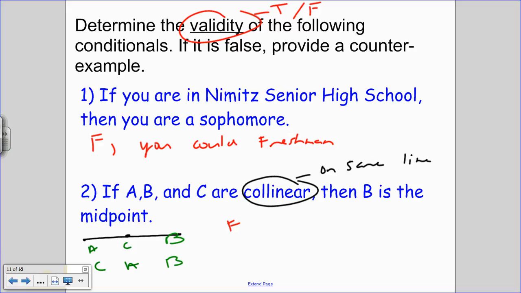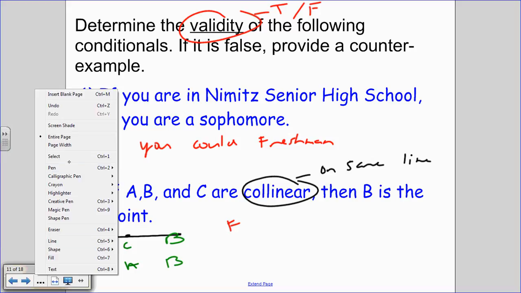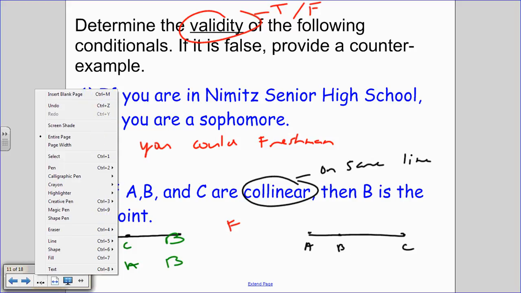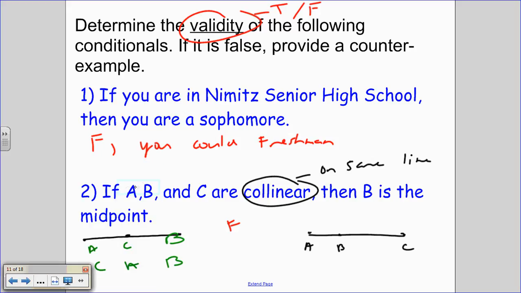I could even draw it where B is in between, but it's not in the middle. That's a third example. I could put A, B, C. B is between it, but it's not in the middle. The reason it's not in the middle is because the distance from A to B is 2. The distance from B to C is 6. So those distances aren't the same. So that's another reason why it's false. But again, all I needed was one reason to prove why it was false. And I've given you several.